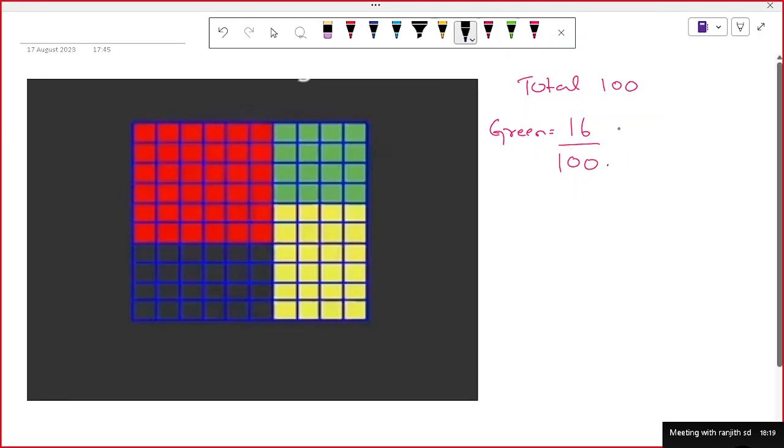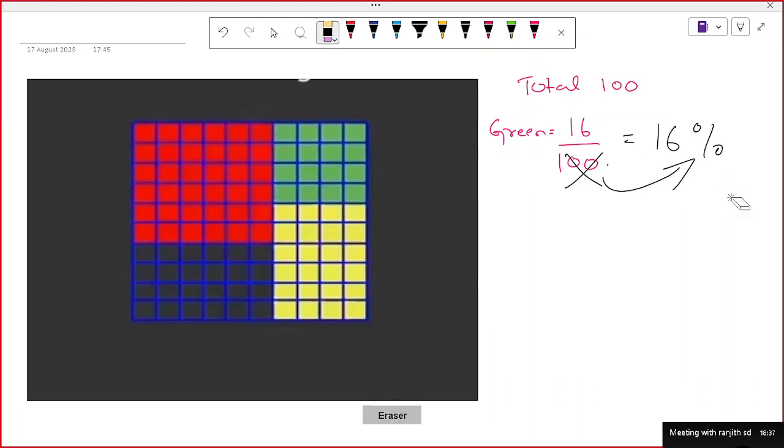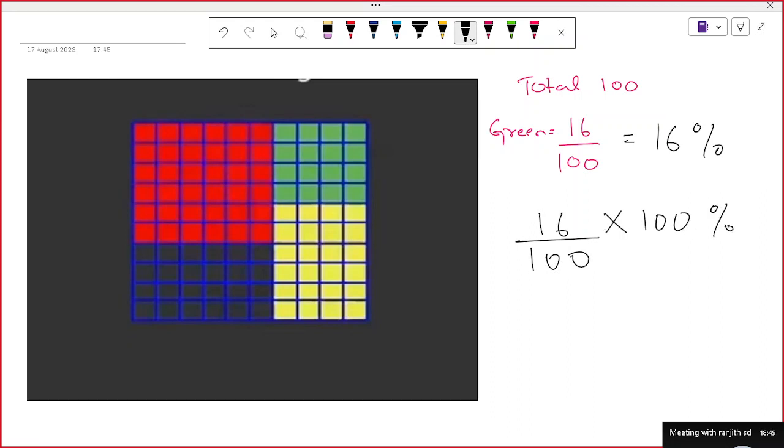So this 100 in the denominator, you can convert and write it as percentage. You can write it as 16 percent. You just remove the 100 and write the percentage symbol. What's the percentage of green in the total 100 boxes? 16%. First find the fraction of green, 16 out of 100, and if you want the percentage, just multiply by 100%.